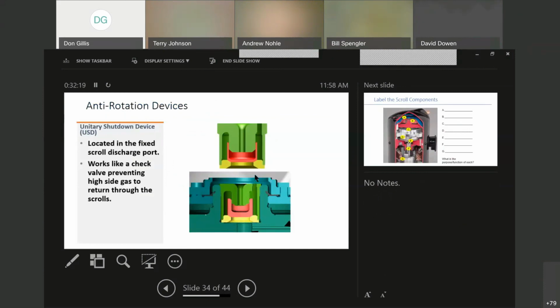Anti-rotation device, it's located in the fixed scroll. It works like a check valve, preventing high side gas to return through the scroll. So the way this works is, in normal operation, as it's discharging the gas through the muffler cap, I'm going to act as if this is, use it like a thimble, if you will. It slides up, allowing the gas to come around and go through the discharge in the upper part of the muffler cap. Okay. On shutdown, it takes the least path of resistance and comes back through the center, pushing this USD down, blocking that off for any possibility of any re-expansion gas, okay?